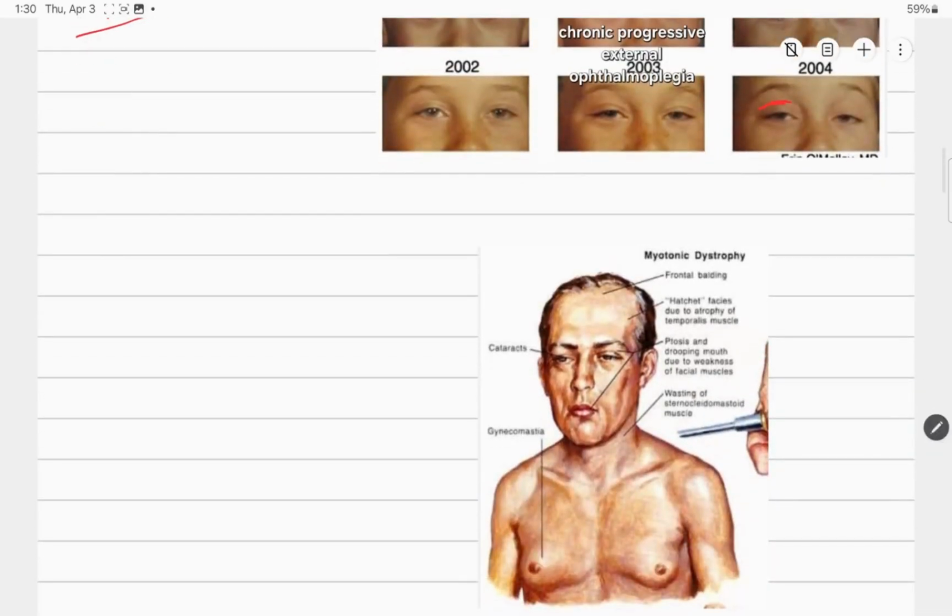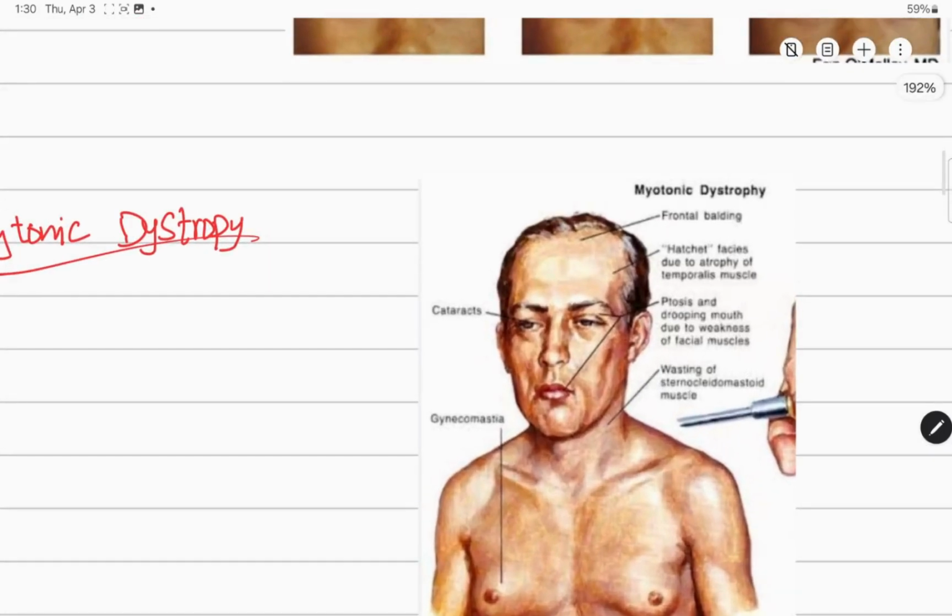The other condition related to the muscle is myotonic dystrophy. It also affects the muscles. As you can see in the picture, there is ptosis present and there is drooping of the eyelid.